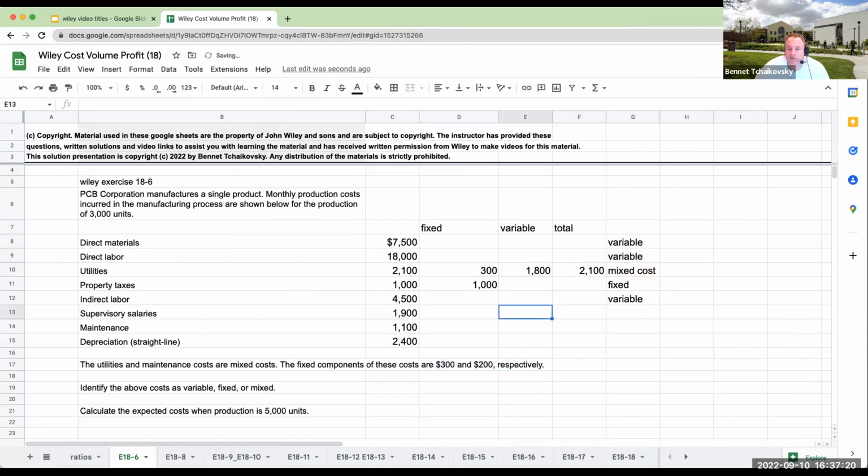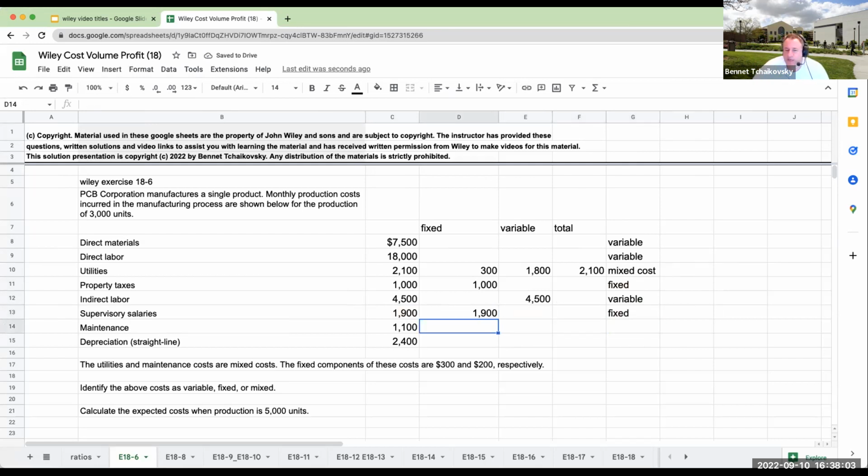Over here, supervisory salaries. I'm viewing this as, if we didn't have production, it would basically also be variable. But at the same time, it's actually not a question of whether it's a product or a period cost. It's whether it's going to be fixed or variable. I would probably say if it's a supervisory salary, this is going to be fixed. So I'll say it's a fixed cost.